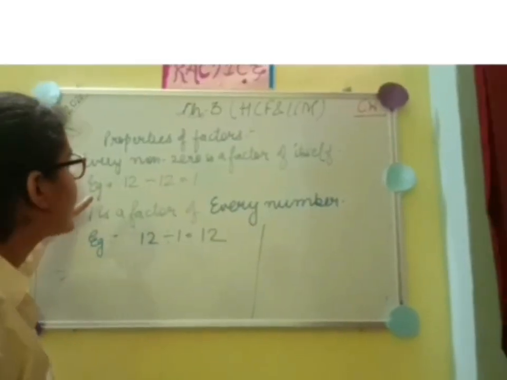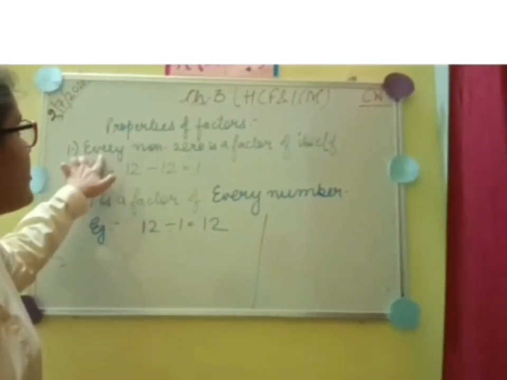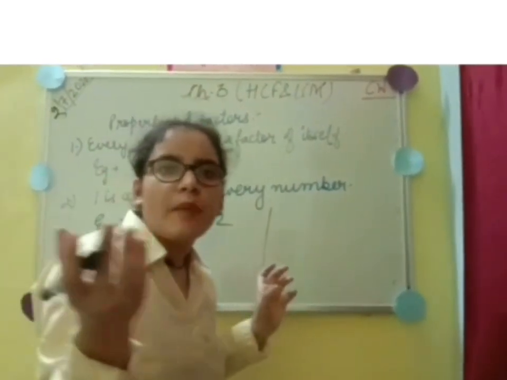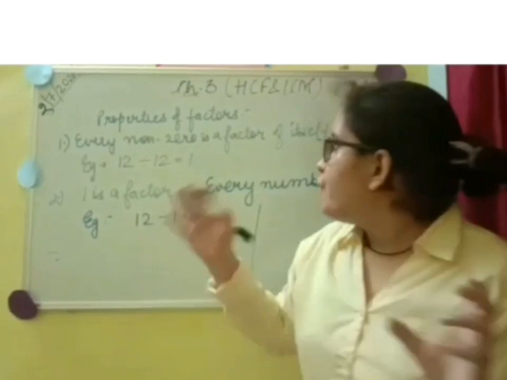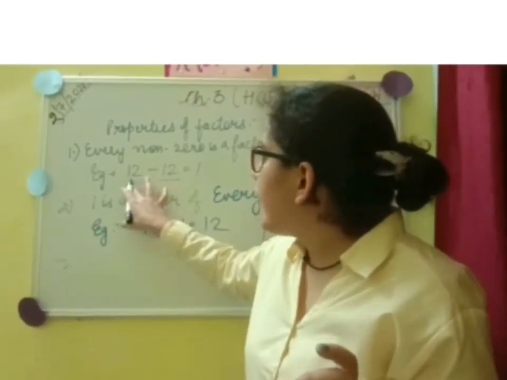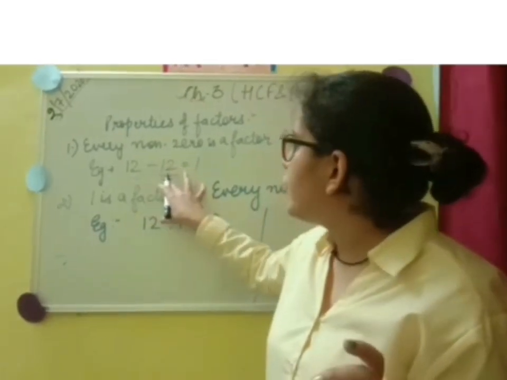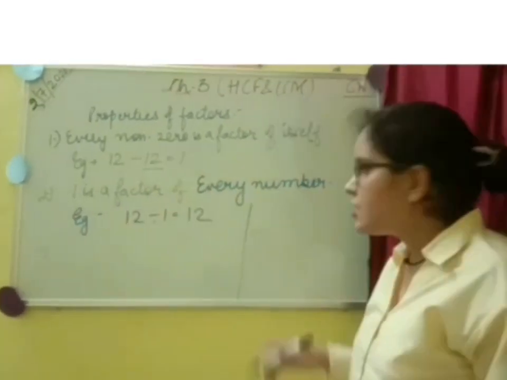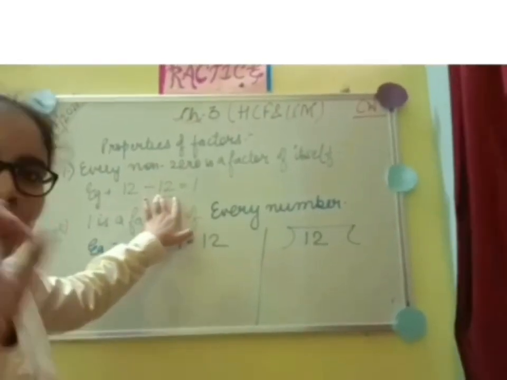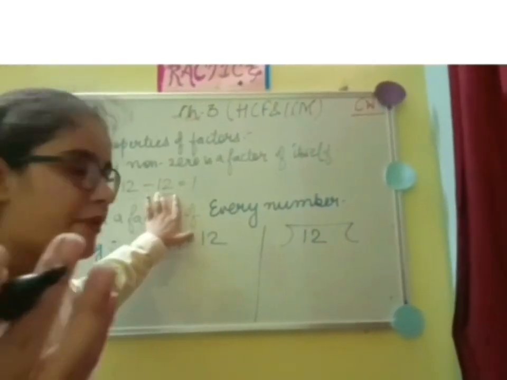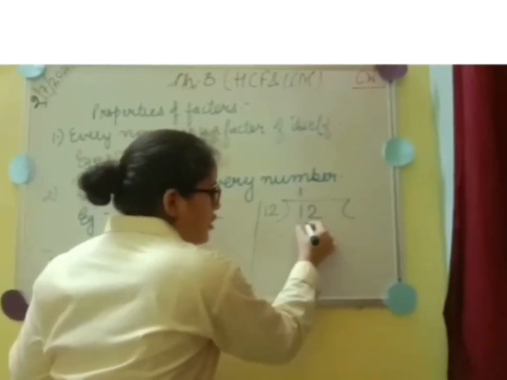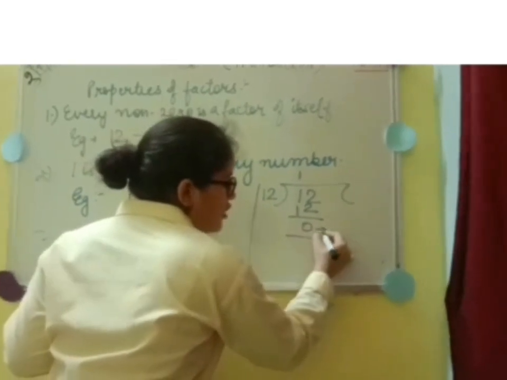Now properties of factors. Property number 1: every non-zero number is a factor of itself. जो भी नॉन जीरो नंबर है लाइक 1, 2, 3 वो अपना खुद का फैक्टर होगा. सो 12 डिवाइडेड बाई 12 मतलब 12 अपना ही खुद का फैक्टर होगा. देखिए कैसे. When you divide 12 with 12, रिमाइंडर आपका 0 होगा बट आंसर आपका 1 होगा. लाइक सी 12 1 जा 12. सो रिमाइंडर तो आपका 0 हो गया.